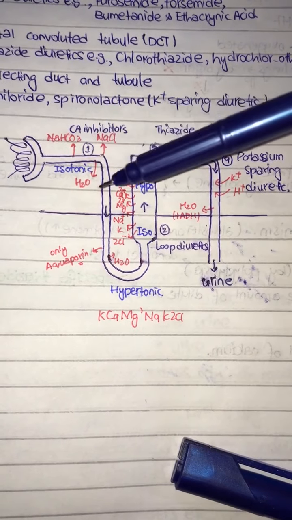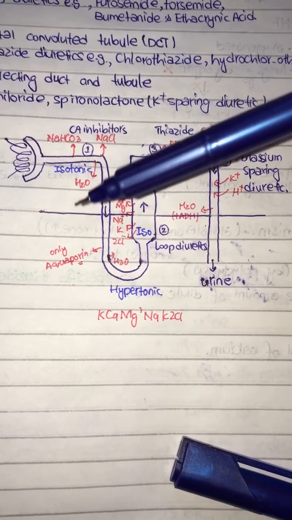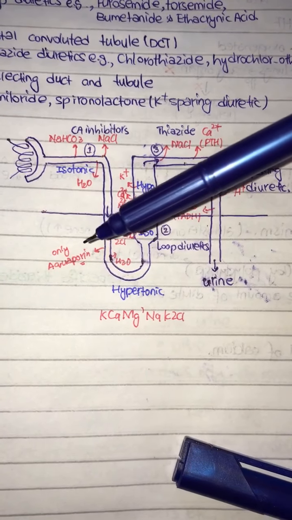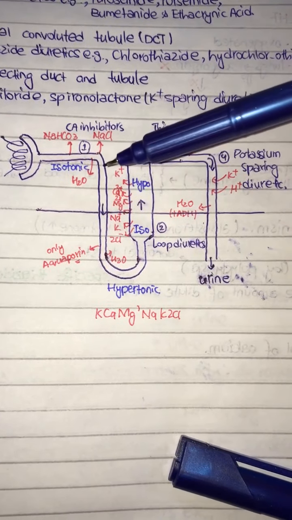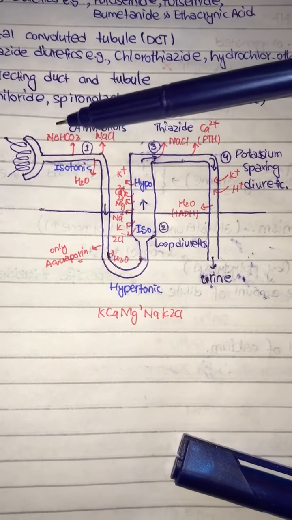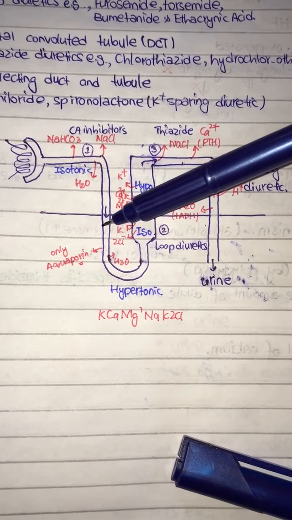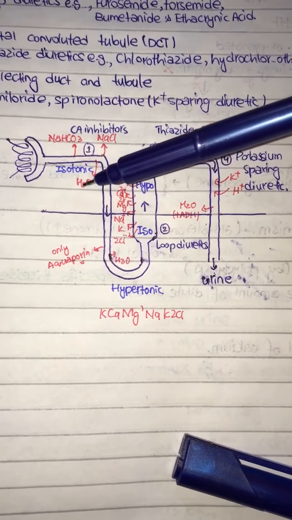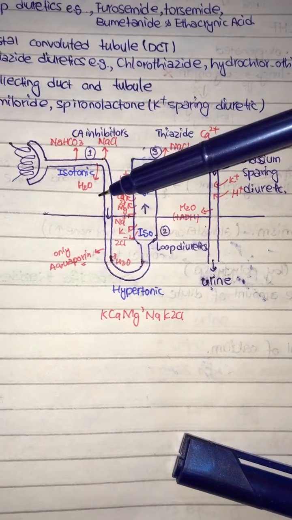This portion from here to here is called the proximal tubule, the proximal convoluted tubule. Here the carbonic anhydrase enzyme is present, which is involved in sodium bicarbonate handling, and if we use carbonic anhydrase inhibitors, it will inhibit the reabsorption of NaHCO3. So in this portion, only carbonic anhydrase inhibitors are involved, and the prototypical drug of the carbonic anhydrase inhibitors is acetazolamide.